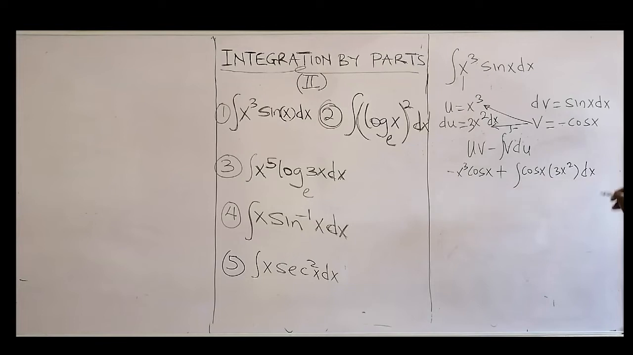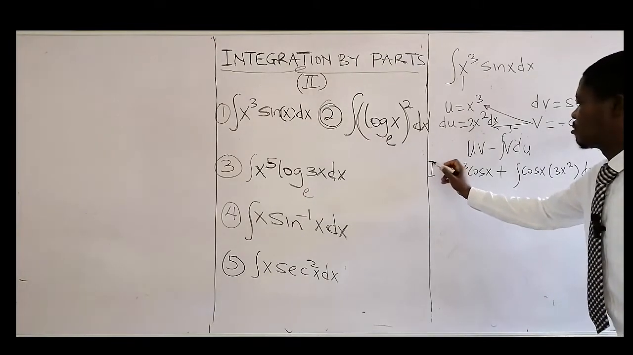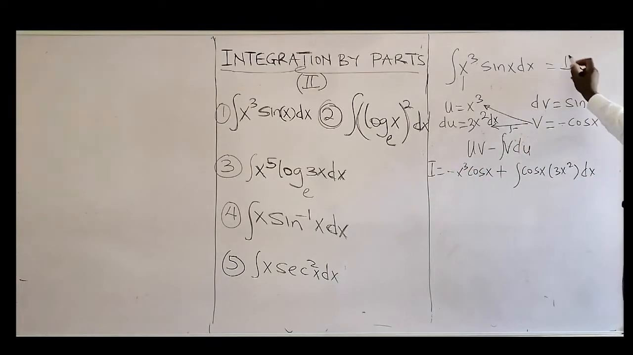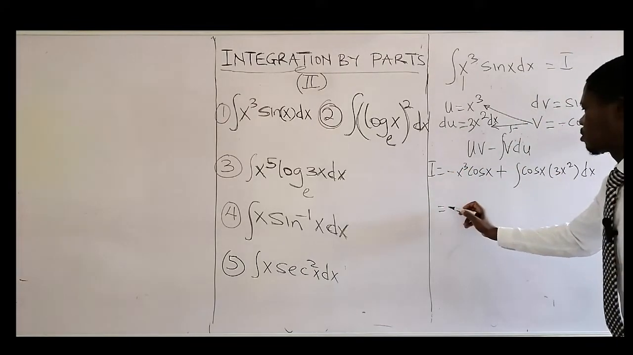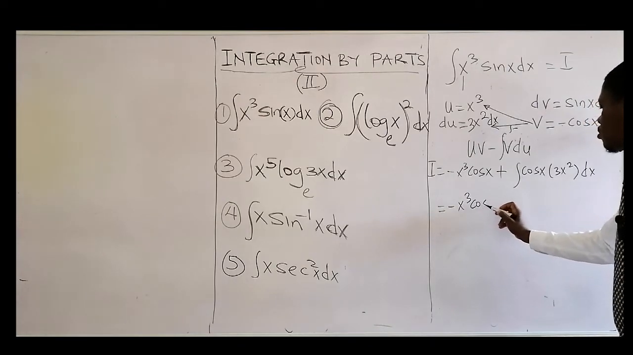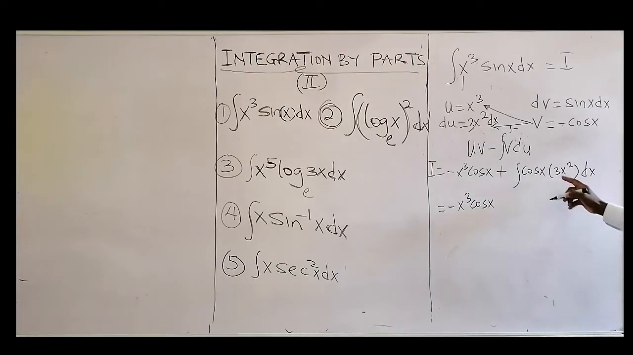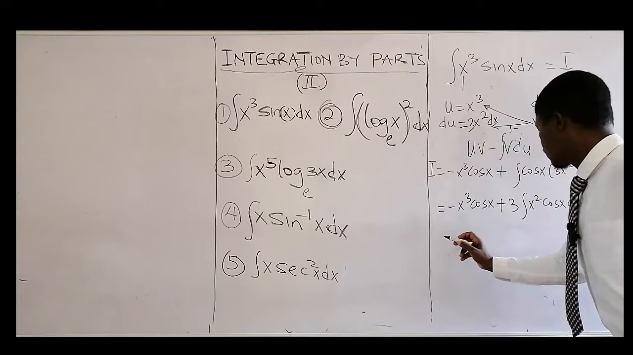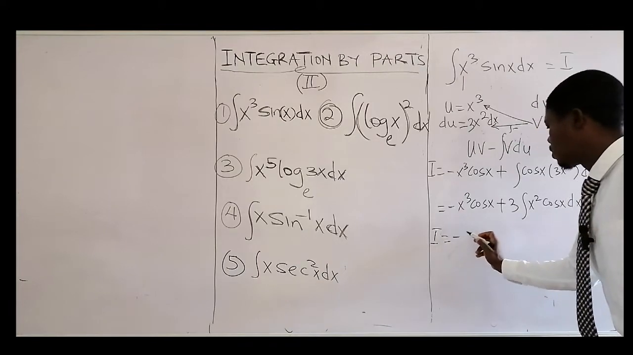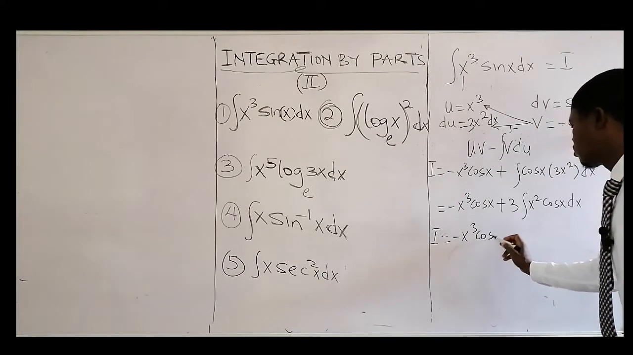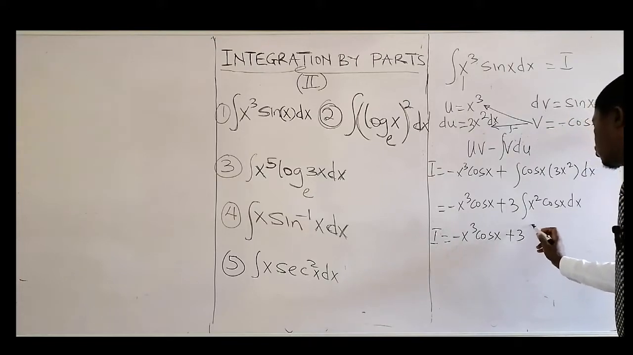So what we can do now, we can call this integral I. I equals minus x cubed cos x. Then the 3 here can go outside, so plus 3 times the integral of x squared cos x dx. We're going to repeat the integration again. So I equals minus x cubed cos x, then plus 3 into brackets.